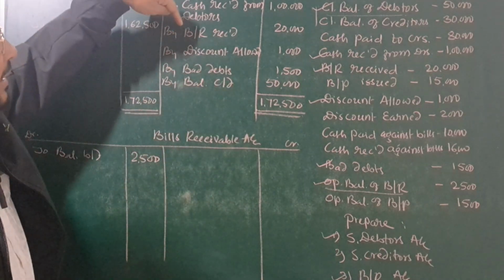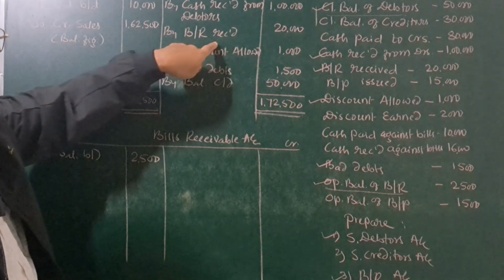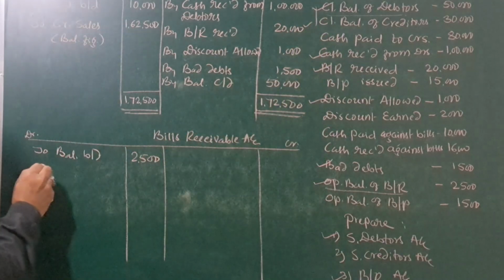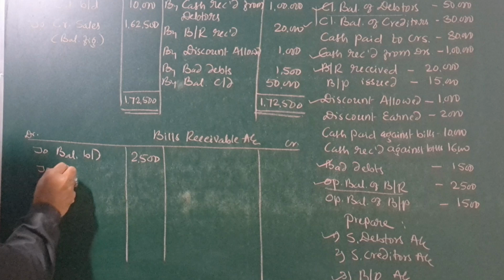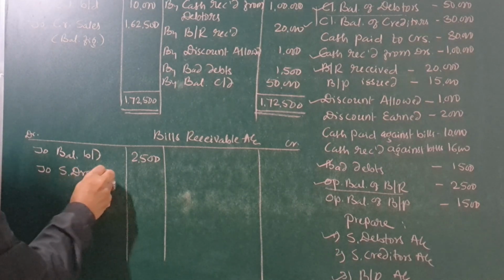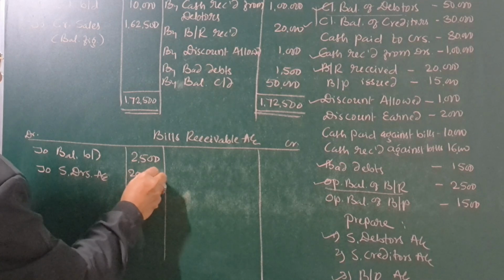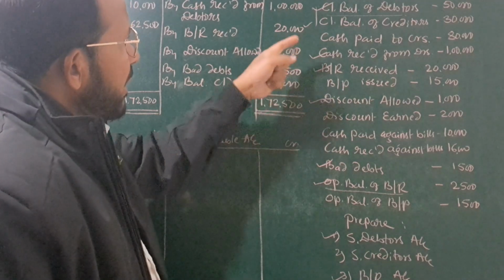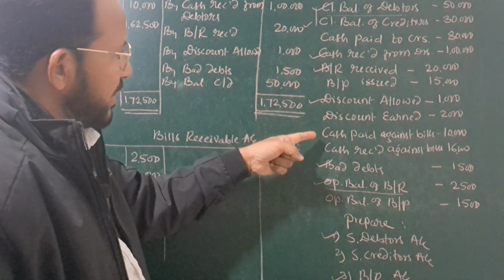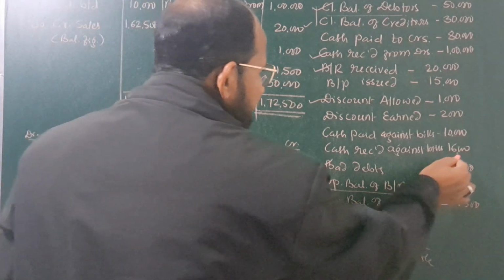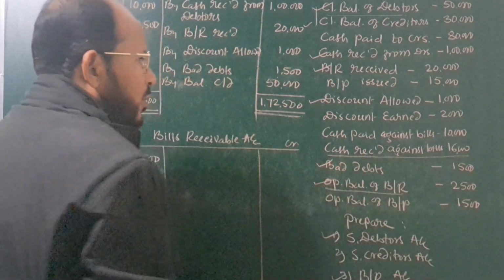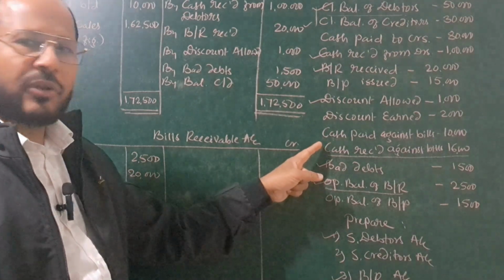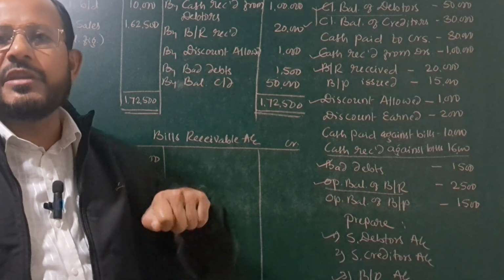Next one is during the current year, whatever the bills are received. See, here we have shown in the debtors account. This entry is also recorded here. Here we have to write the name of the opposite account to sundry debtors account. Sundry debtors account. What is the amount? Rupees 20,000. Now, here one more entry is given. Just you see, cash received against bills or cash received from debtors. Rupees how much? Rupees 16,000. Rupees 16,000 is collected from debtors after presenting the bills for payment.